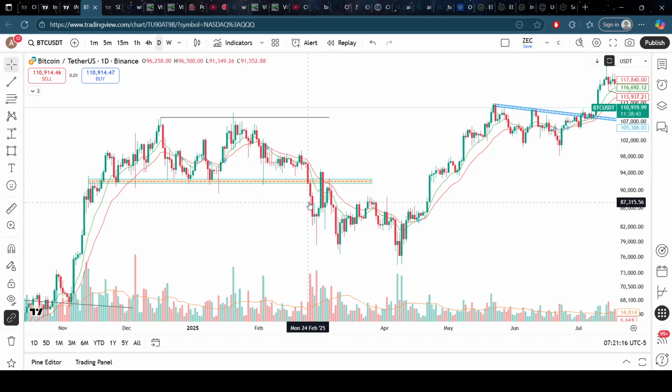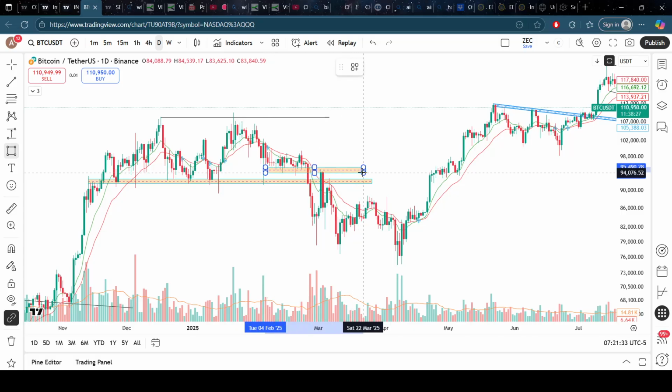Boom, high volume candlestick all the way down to here. And then what happened after it went down quite a bit? Well, it came back up. And where did it get rejected? Right around here. This little accumulation zone that was forming right before it dropped.